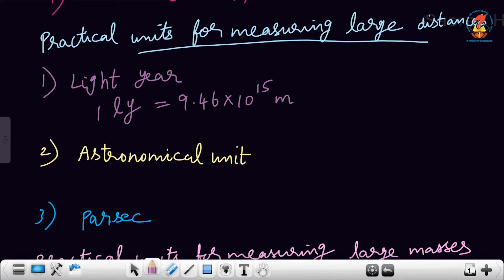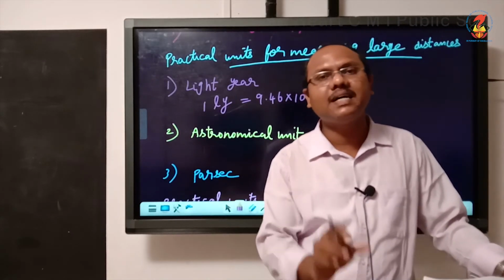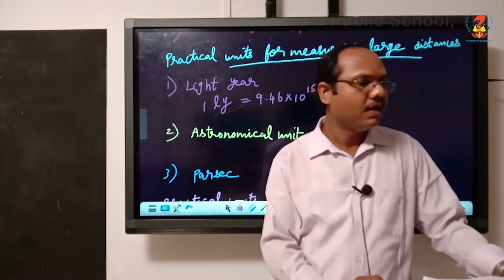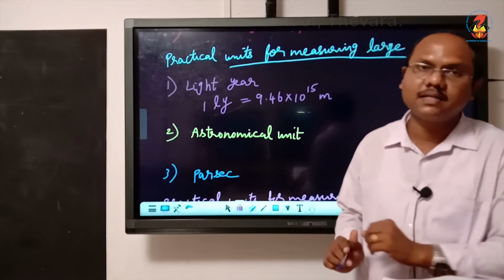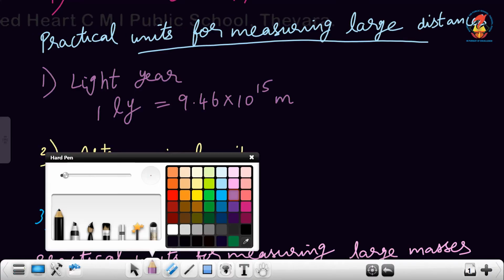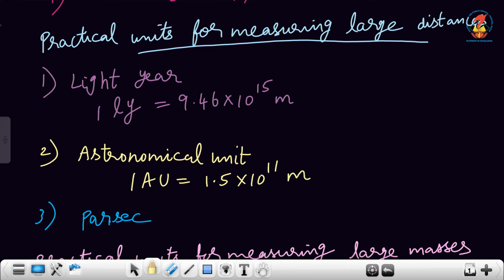Now the second one is astronomical unit. Astronomical unit means it is the average distance between the Earth and the Sun. So we will write 1 AU. Astronomical unit is AU. 1 AU is equal to 1.5 into 10 raised to 11 meters.